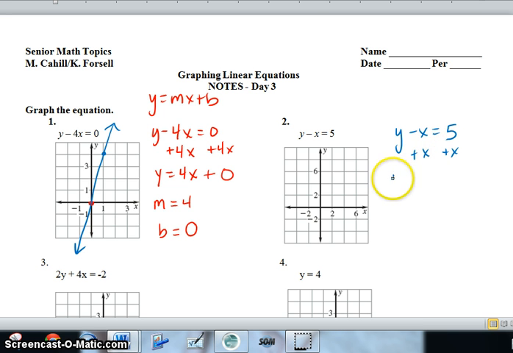Okay, for number 2, to get it in standard form, we need to add x to both sides. So we'll get y equals x plus 5. The slope in this case is 1, and the y-intercept is 5. So we start by finding our y-intercept of 5, which would be right here. Notice we're counting by 2's. And our slope is positive 1, which would be up 1 and to the right 1, up 1 and to the right 1. So this line would look like this.